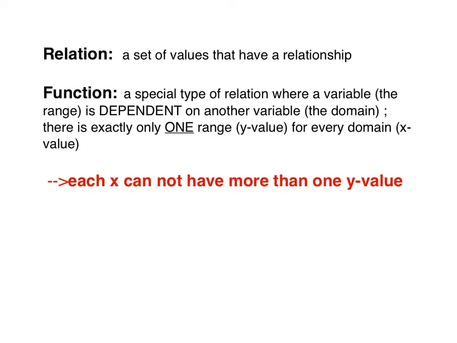A relation is a set of values that have a relationship. A function is a special type of relation where a variable is dependent on another variable. Usually the range, or the y values, depend on the x values. Also, there's exactly one y value for every domain value, or every x value. Another way to think of it is that each x cannot have more than one y value as its partner.